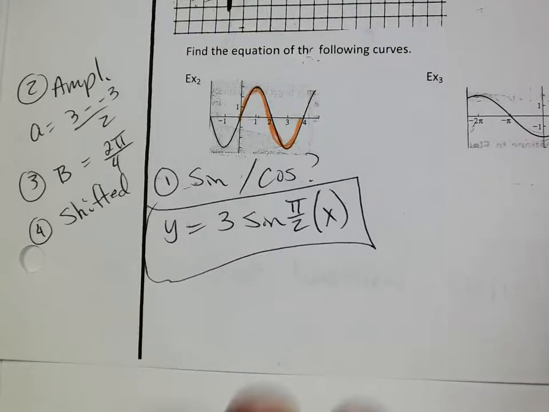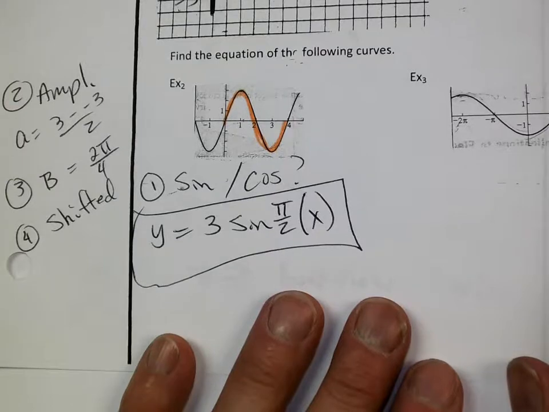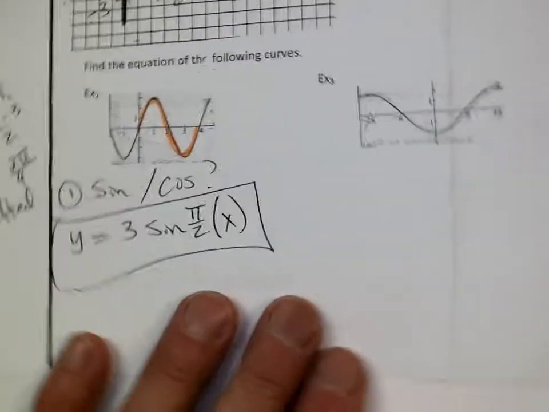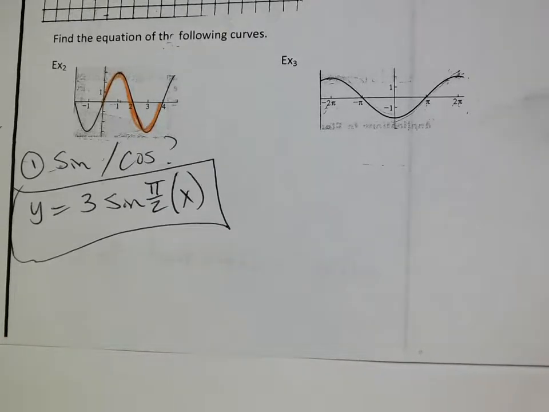All right, let's look. You ready for example 3? Am I going too fast? Am I okay? So what do you think? What do you want to call this one? You want to call it a cosine? Okay. You could call it a cosine. You could even call it a negative cosine. Doesn't matter to me. Let's call it cosine.